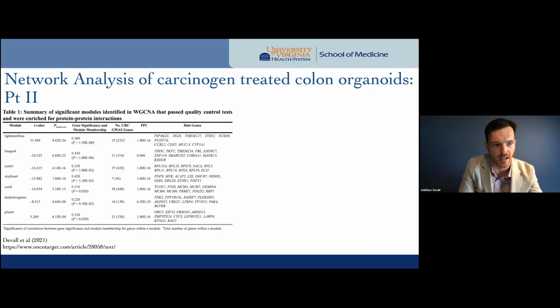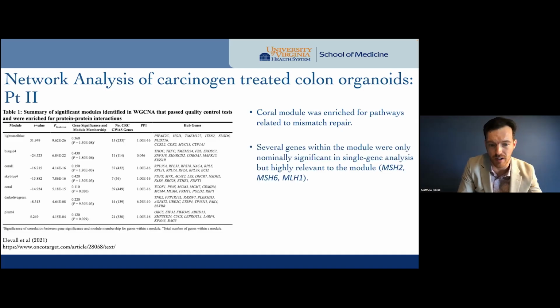So our network analysis revealed 7 modules that were significantly associated with carcinogen treatment. And the module eigengenes, the average expression, the differences in average expression can be seen here. I'm going to bring up one particular module that we were really interested in, the coral module. The average expression of the genes within this coral module were reduced following carcinogen treatment. And what's exciting about this module particularly is that it's enriched for pathways related to mismatch repair.